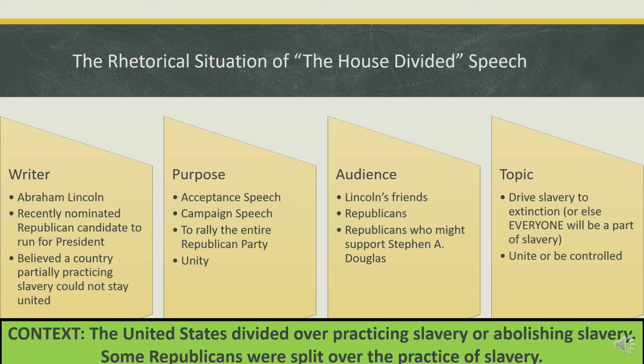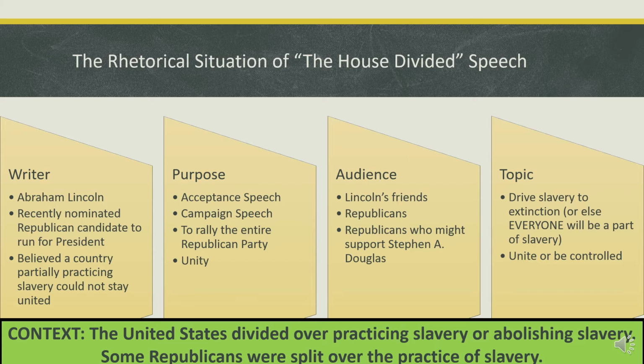They are his audience. So some of them were his friends, and they're all Republicans. But part of his audience may have been Republicans who were thinking about supporting Stephen A. Douglas or supporting slavery. And so Lincoln knew that not all of his audience believed the same thing he believed, and he created this speech to address that. So his topic was to drive slavery to extinction, or else everyone would become part of slavery. He knew that they needed to be united, or they would become controlled. And so he uses this broad yet specific topic.